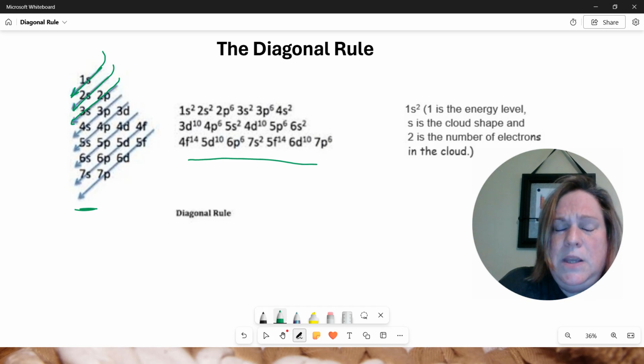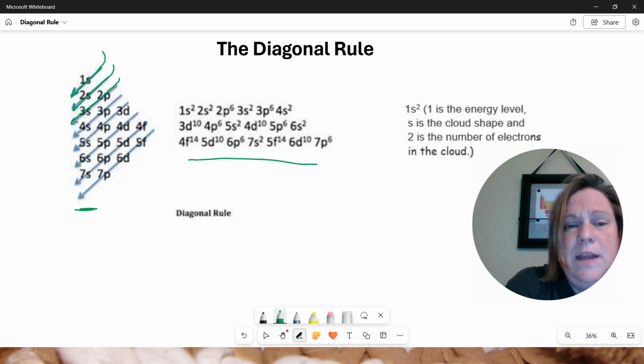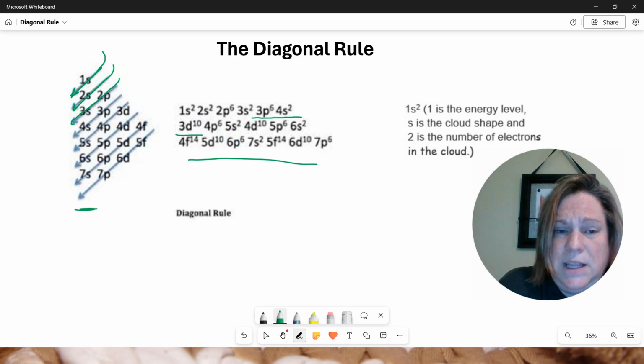It tells me the order that the electrons fill the energy levels and orbitals. And electrons do not understand a chronological order. We do not fill the energy levels and orbitals in chronological order. We fill them from lowest energy to highest energy. So when we look at this diagonal rule, we see right here it goes 3p6, 4s2, 3d10. And you might be thinking, well, why don't we just fill the 3 up and then fill the 4? Again, it's lowest energy to highest energy.